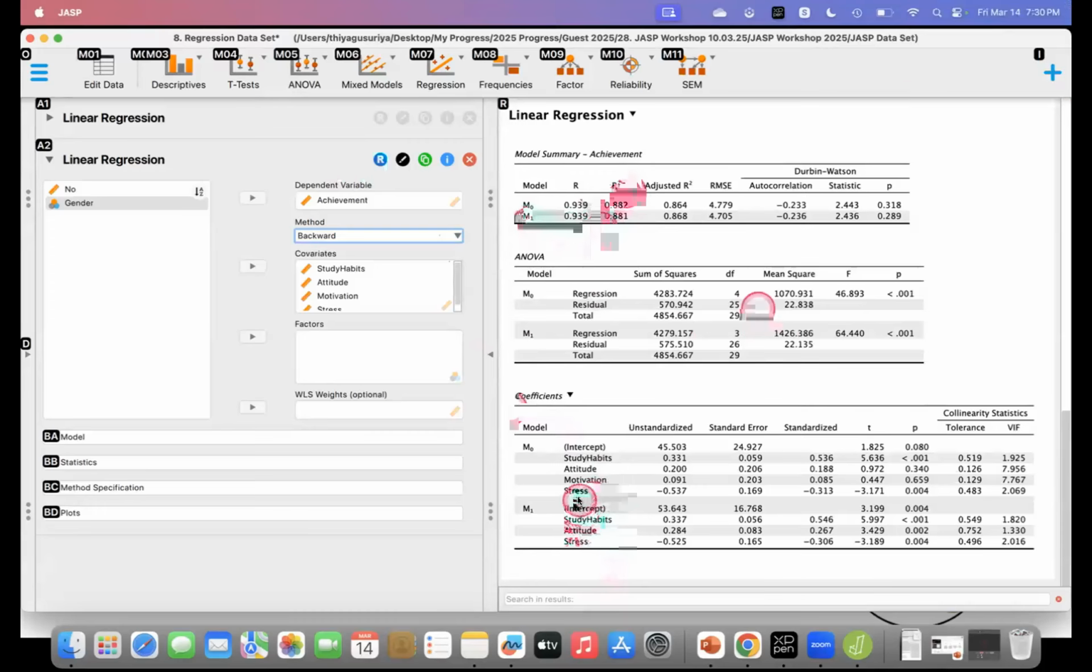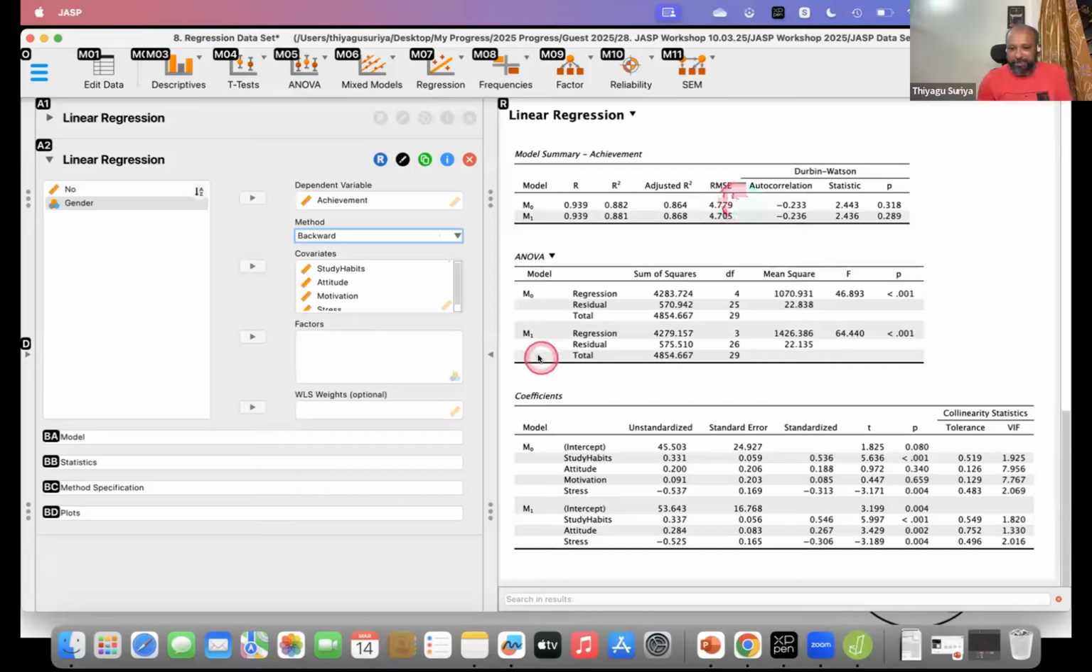Motivation is removed. Motivation. You understood? Forward also removed motivation only. Here also removed motivation. But in the forward, you get the 4 steps, M0 along with M1, M2, M3. But here, how many come? Just 2. M0 totally, M1 removes 1.